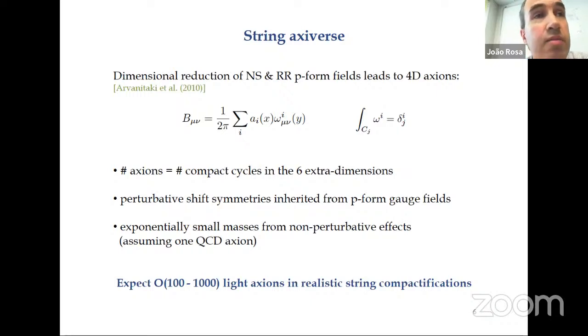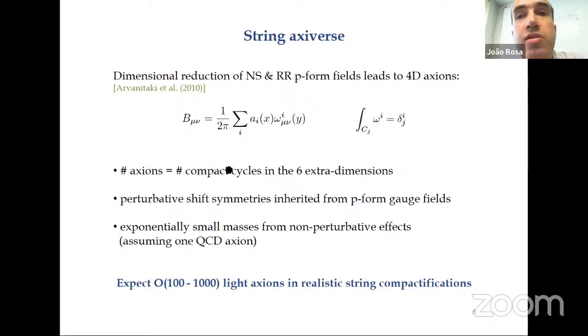And when you compactify them, they lead to scalar fields. So here's an example, the Neveu-Schwarz 2-form. It's an antisymmetric tensor, B_μν. When you do this dimensional reduction, you expand it in terms of the bases of antisymmetric tensor fields in the 6 compact extra dimensions that I'm denoting as y. And the coefficients depend on x, our 3+1 dimensions, so they're scalar fields. You're going to have as many scalar fields as the dimension of this basis of 2-forms, and this is dual to the number of closed 2-cycles that you have.